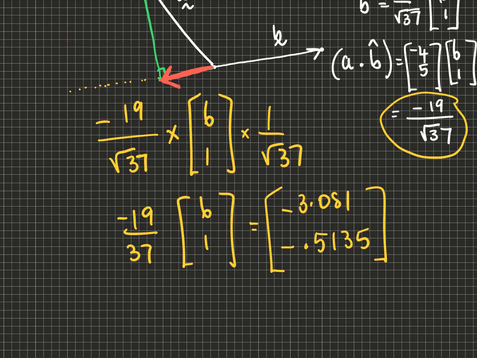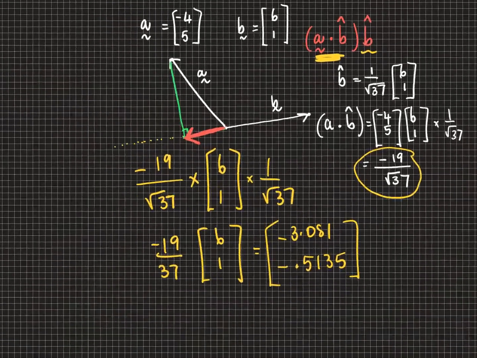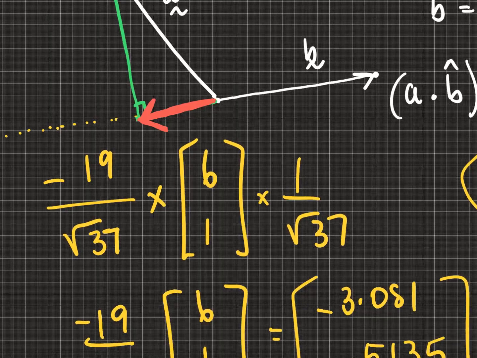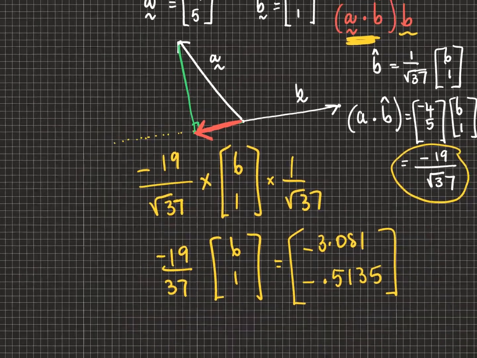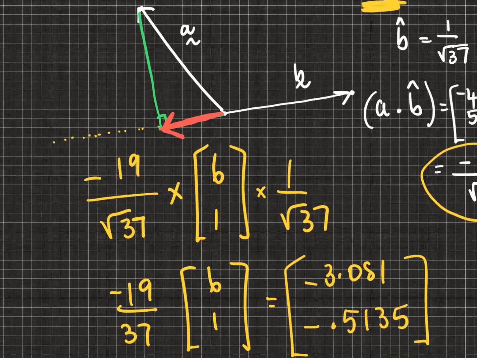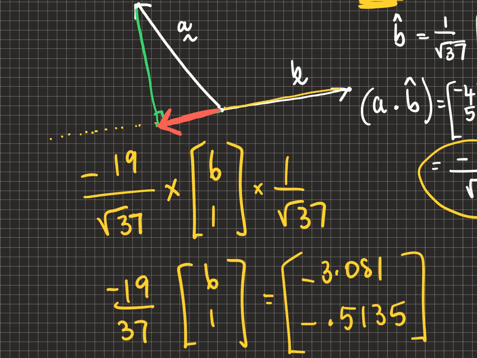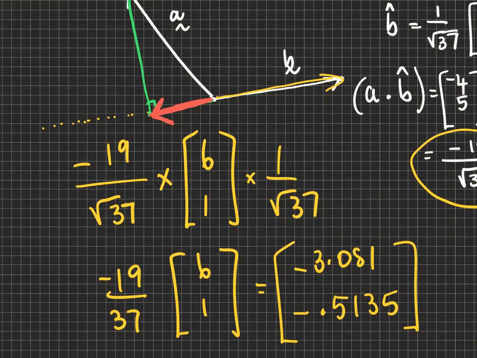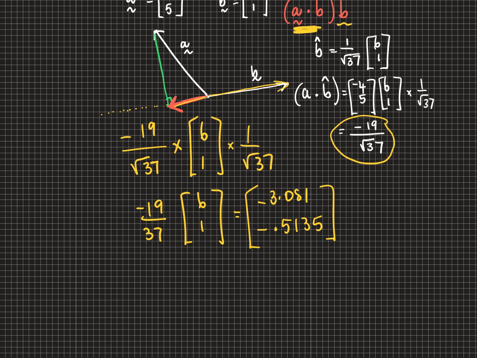And I just used my calculator there to make those values decimals, just so I can see if it's right. So this says that I am going across 3 and a bit. I've lost my scale here a bit, but if that one there is 6, that looks like 3 and a bit across, doesn't it? And 0.5 down. Yes. So that is the vector projection of A onto B.